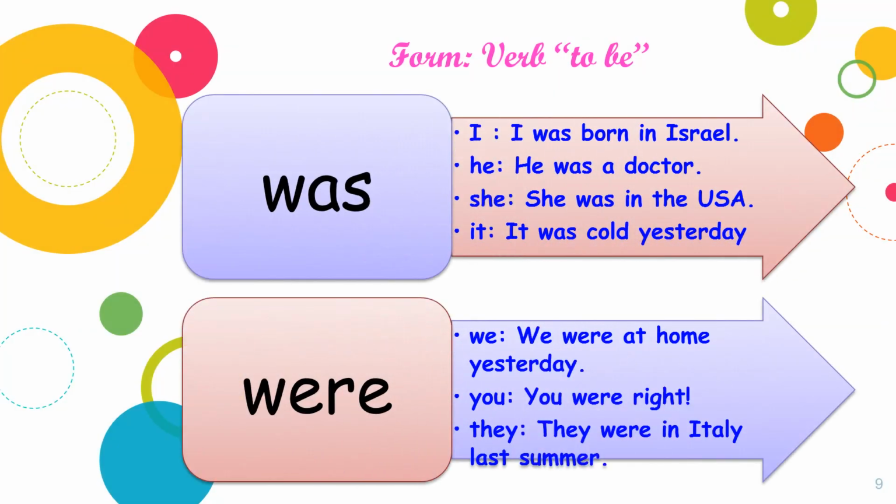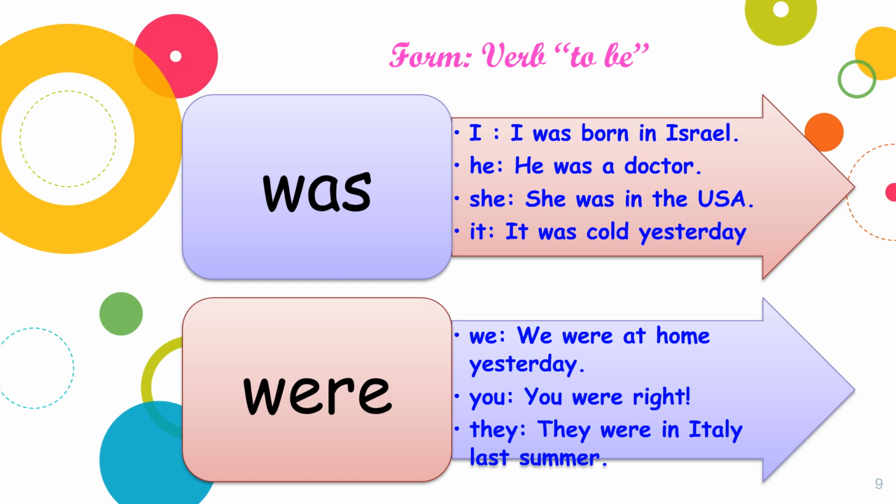Now let's see the verb to be in past. With was, we use I, he, she, and it. For example, I was born in Israel. He was a doctor. She was in the USA. It was cold yesterday.